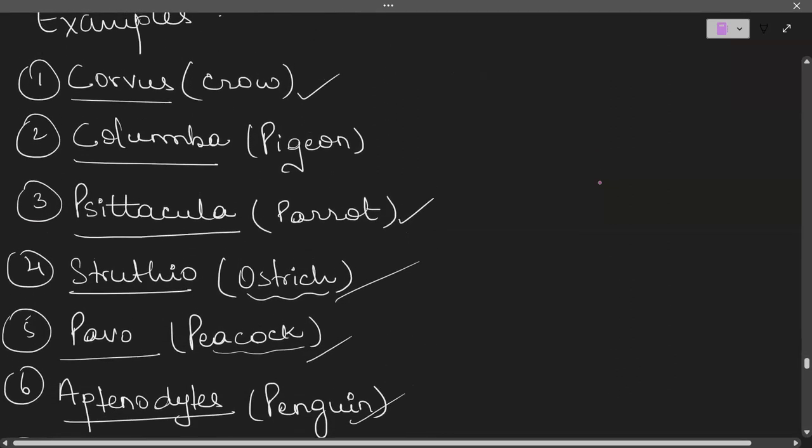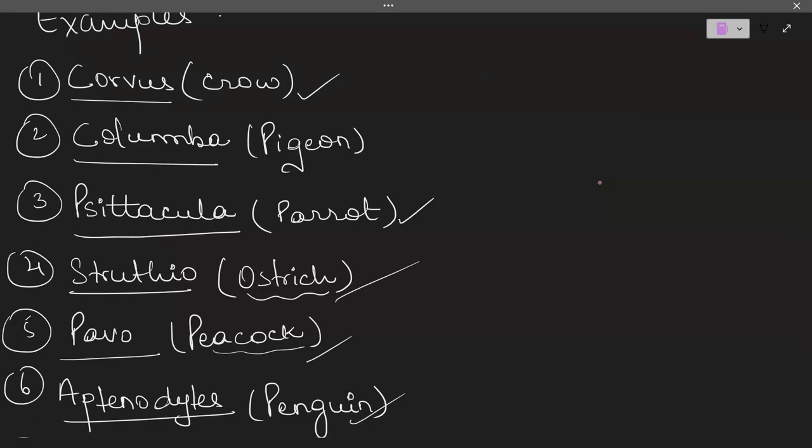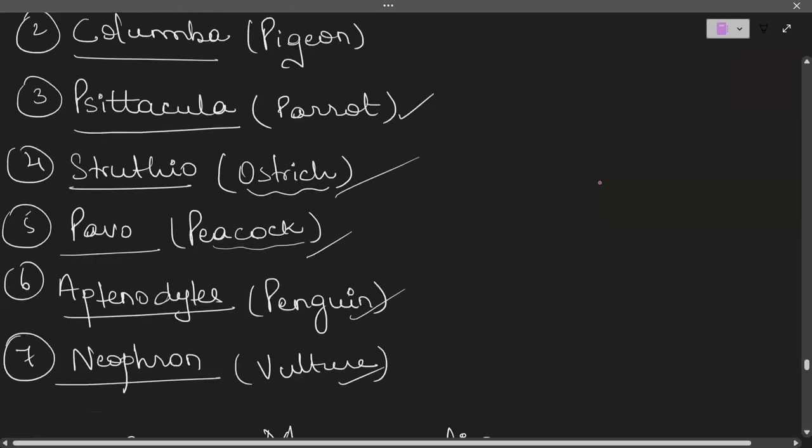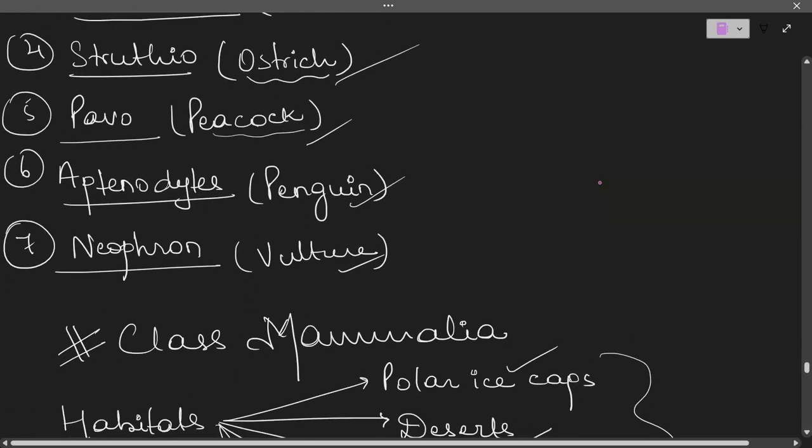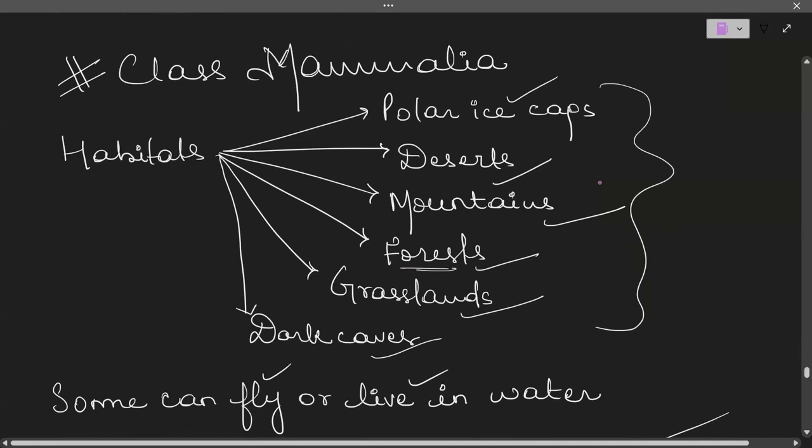Examples: the crow is known as Corvus. The pigeon is Columba. The parrot is Psittacula. The ostrich is Struthio. Peacock is known as Pavo. And then the penguin is known as Aptenodytes. And vulture is Neophron. Lastly, there is the class Mammalia, in which we belong.